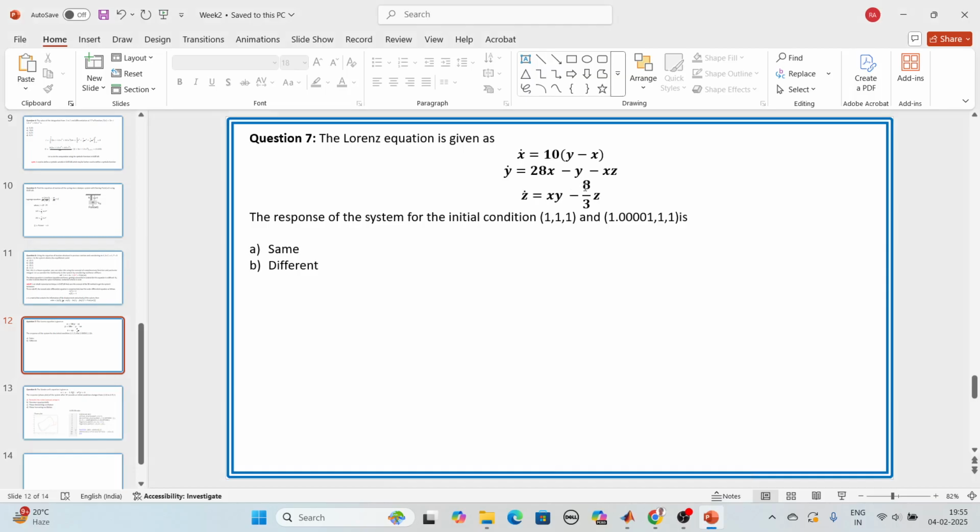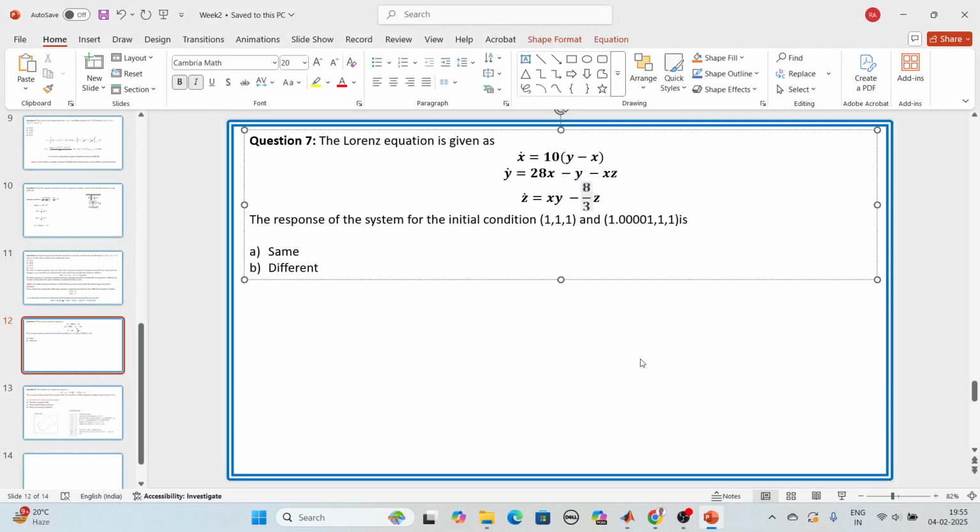See here, I had this parameter 8 by 3. What did I do? I changed this to 1 by 3, and for the same initial condition, when I got the response, it was a periodic response. It was not dependent on the initial condition, because I changed my initial condition from 1 1 1 to 2 1 1, and still my response was the same.